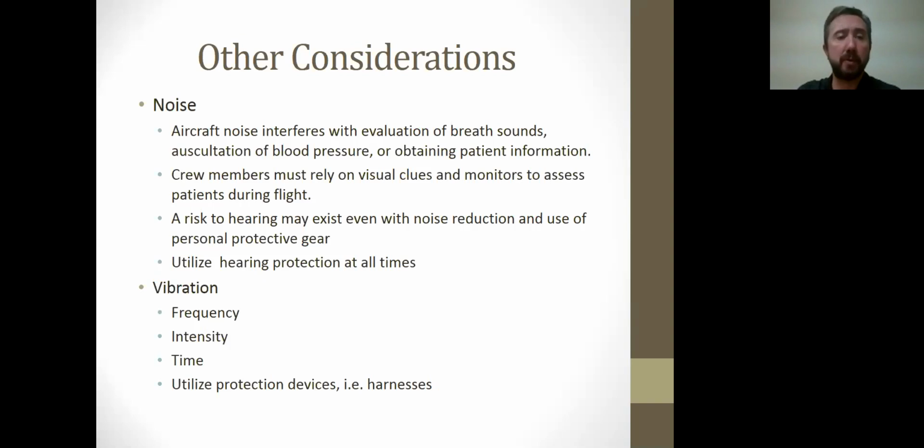Other considerations, noise. Of course, noise interferes with the evaluation of breath sounds. This is why good capnography would be good, just to see if you're getting a good end-tidal CO2 reading there. Of course, the auscultation of blood pressure may be difficult, so maybe having to palpate at times if the automated blood pressure cuffs are not working. And specifically on that, it may be good to have an arterial line in place to monitor a real-time blood pressure depending on the hemodynamic status and diagnosis. And arterial lines is something that we train and have in our scope.